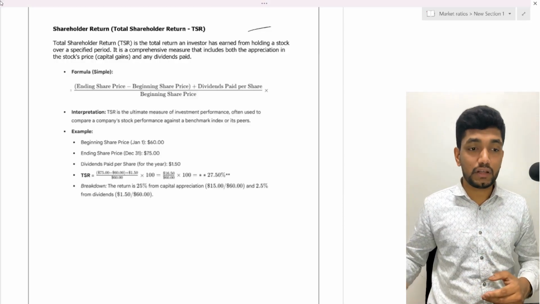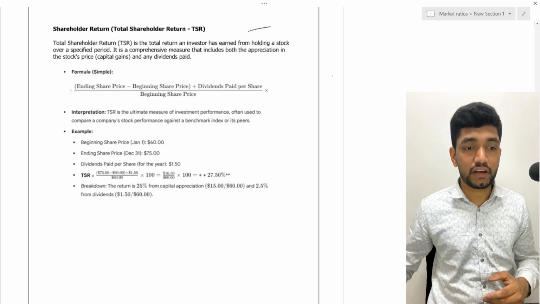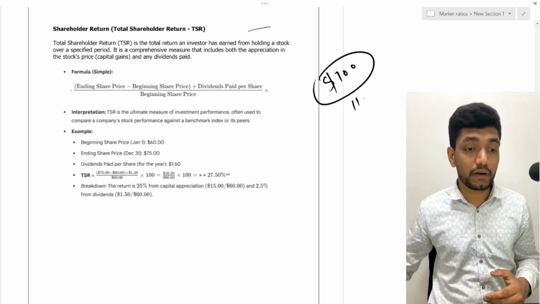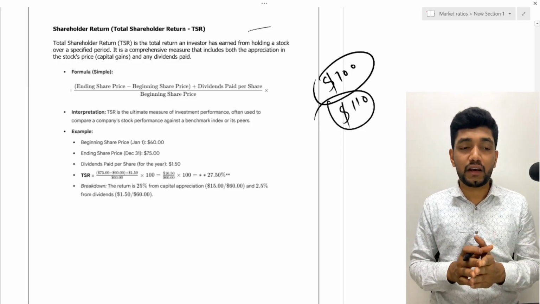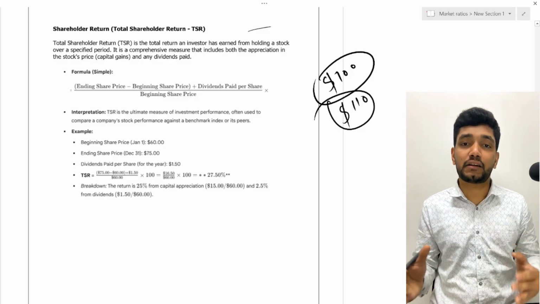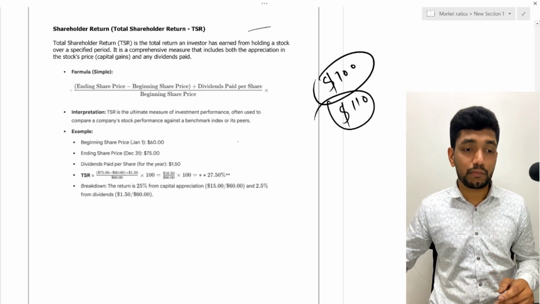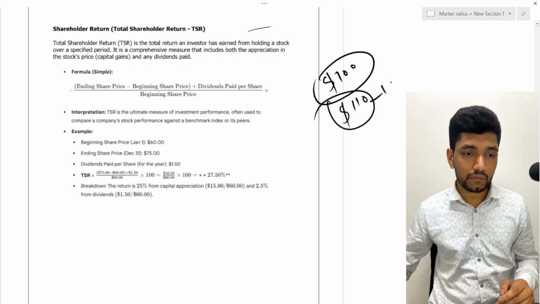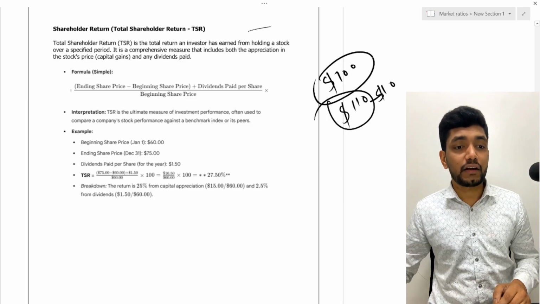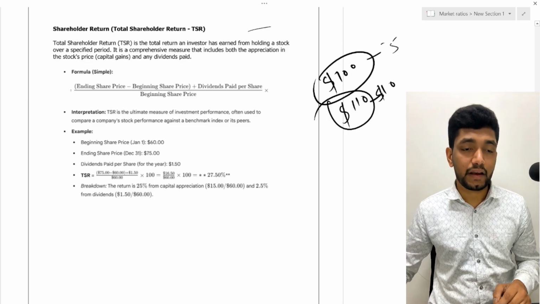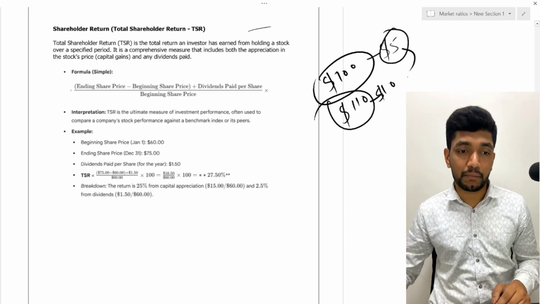Capital appreciation means if I bought a share at $100, tomorrow its price may be 110. This is capital appreciation. If I sell this share, I can get 110, so this $10 will be one of my returns. And if this company decides to pay a dividend of $5, again this 5 can be my return. So there are two returns here: the first is capital appreciation and the second is dividend.